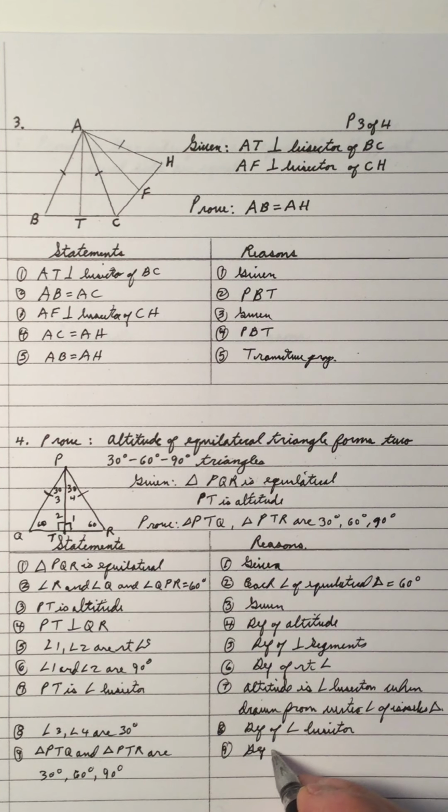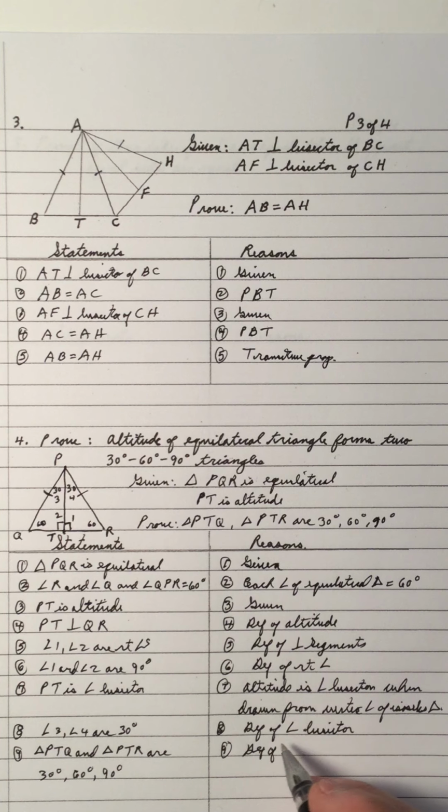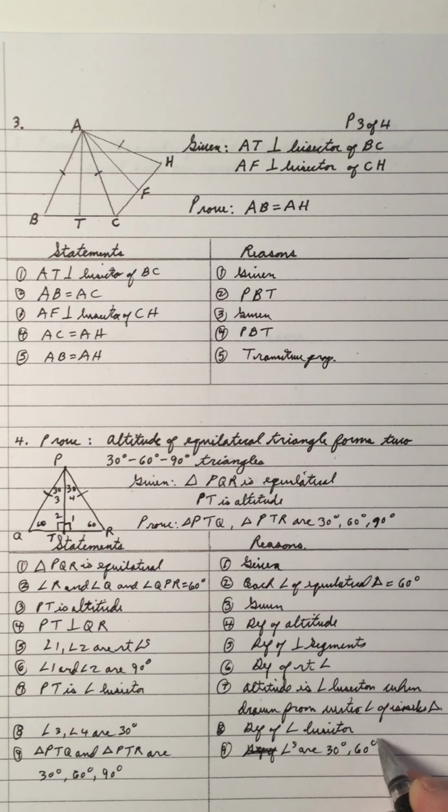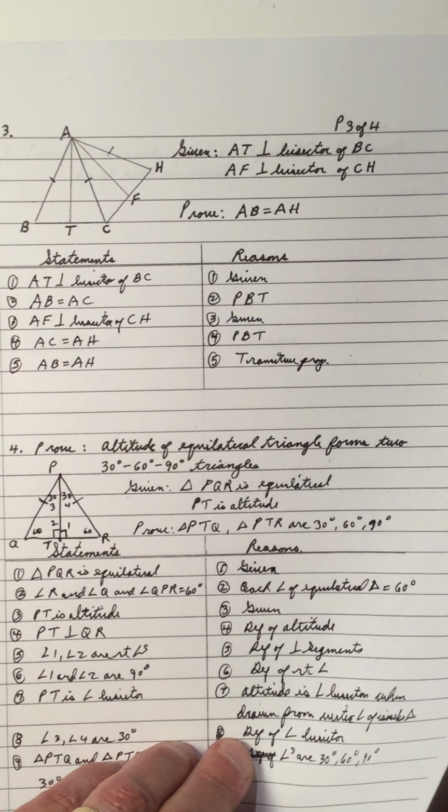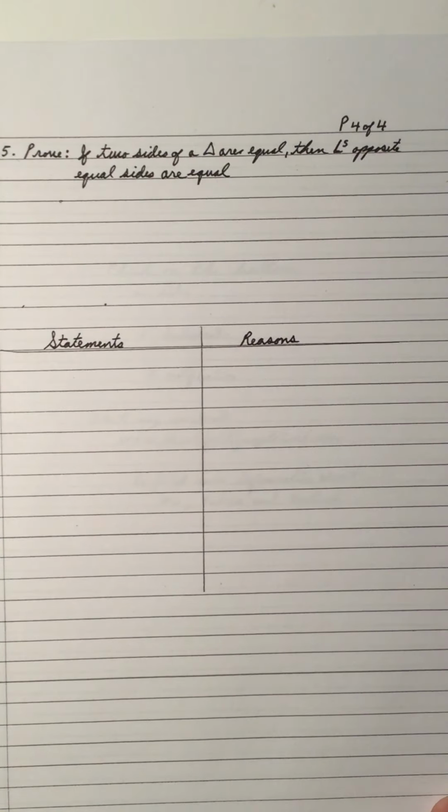Because we just say angles are 30, 60, and 90. There's no definition. We proved that the angles are 30, 60, 90. Okay. And number 5, the last proof to do.